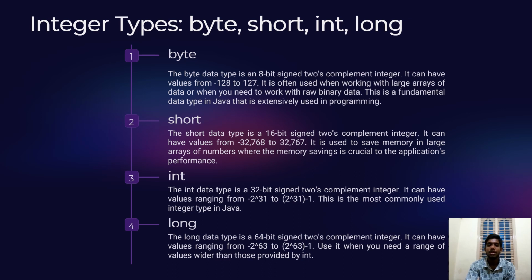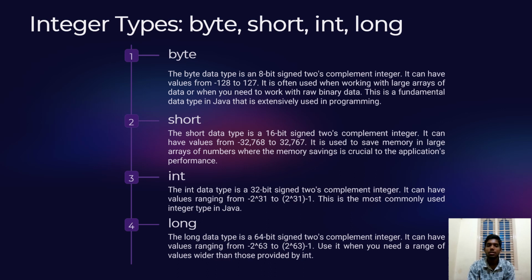Next, the second integer data type is short. The short data type is a 16-bit signed 2's complement integer. It can have values from -32,768 to 32,767. It is used to save memory in large arrays of numbers where the memory savings is crucial to the application's performance.